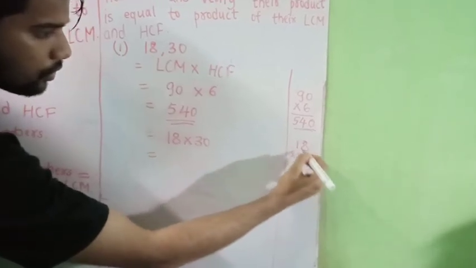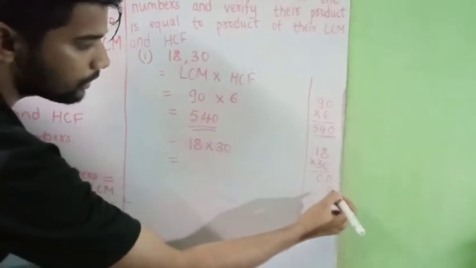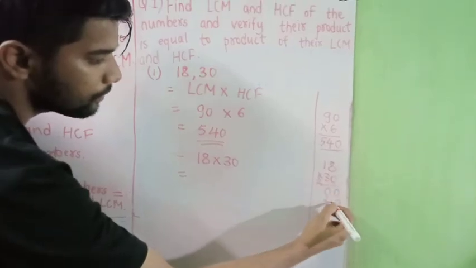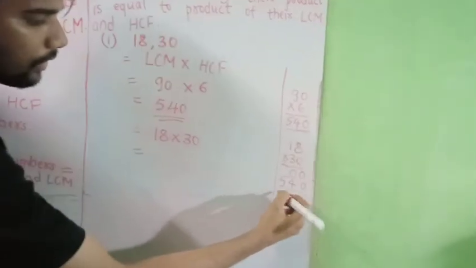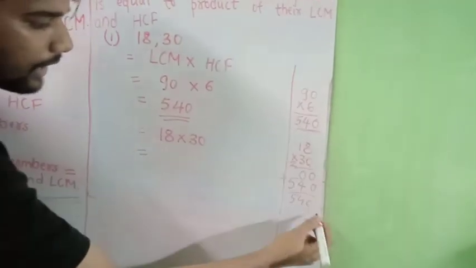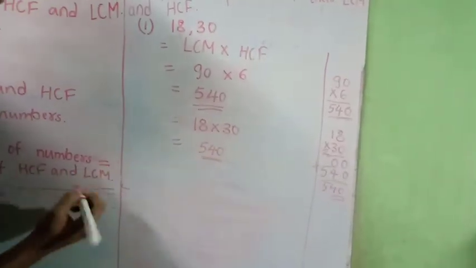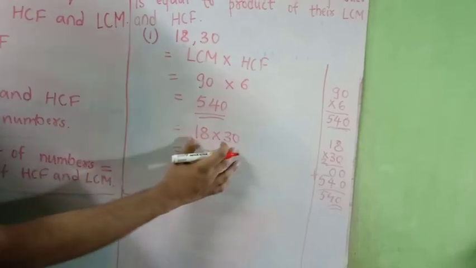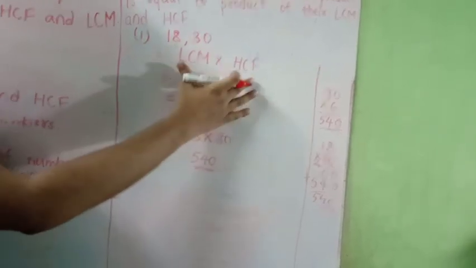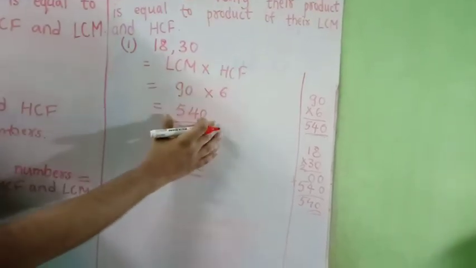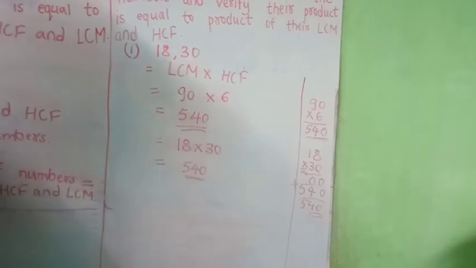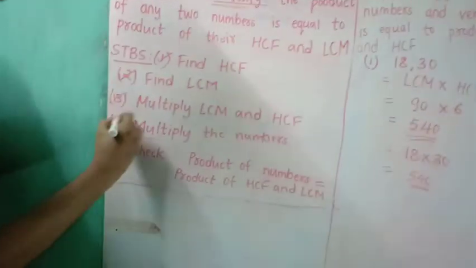0 8s are 0, 0 1s are 0. Then put this 3 8s are 24, 3 1s are 3 4 5. आंसर क्या आ रहा है 540. Add them, you will get 540. So multiplication of the given number is 540 and multiplication of LCM and HCF is 540. Right? Now go for final step.